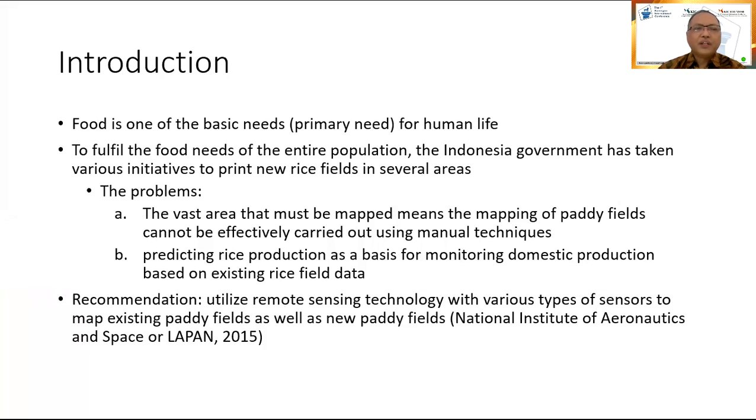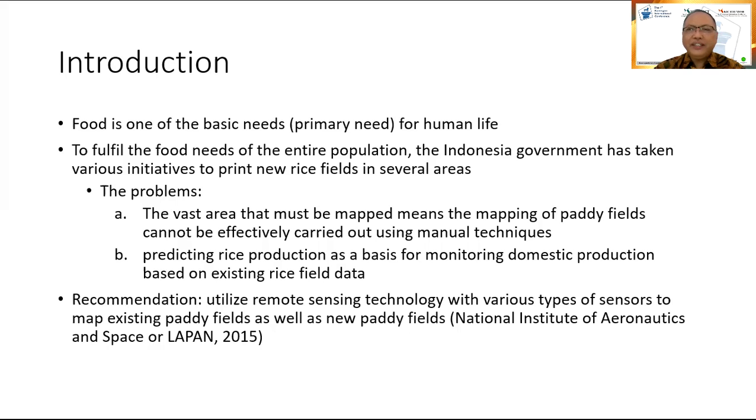So as an introduction, food is one of the basic needs. We can call it the primary need of human life. And to fulfill the food needs of the entire population, the Indonesian government has taken many initiatives to print new rice fields in several areas. However, the problem is that the vast area that must be mapped means the mapping of paddy fields cannot be effectively carried out using manual techniques. And predicting rice production as a basis for monitoring domestic production based on existing rice field data is quite important to be handled in an automatic way.